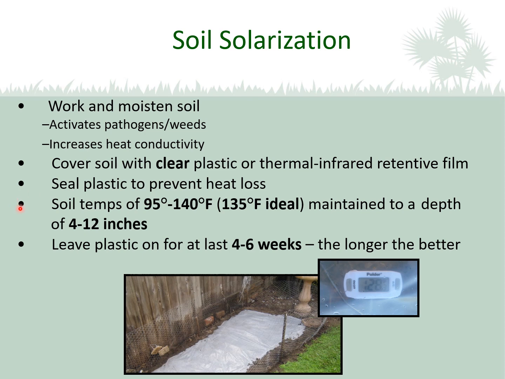And we want the soil temperatures to reach 95 to 140 degrees Fahrenheit, with 135 being ideal, and maintain those temperatures to a depth of 4 to 12 inches. The plastic is left in place for at least 4 to 6 weeks. The longer, the better. This is a simple illustration of plastic solarization over here. And this is just the thermometer showing the temperature of that soil.